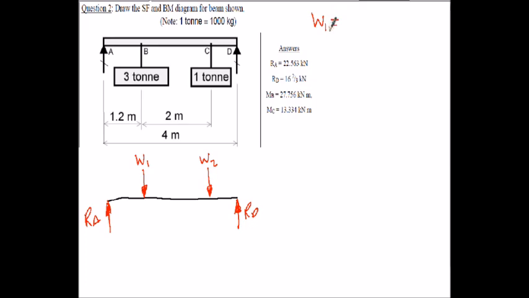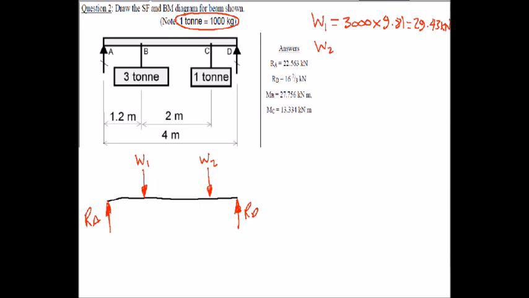Don't forget, as it says in the question there, that 1 ton is equivalent to 1,000 kilograms. So that will be a mass of 3,000. And don't forget to convert it into a weight force. We multiply by 9.81. That's going to be, my calculation is 29.43 kilonewtons. You can work in kilonewtons or newtons, whatever you prefer to work in.